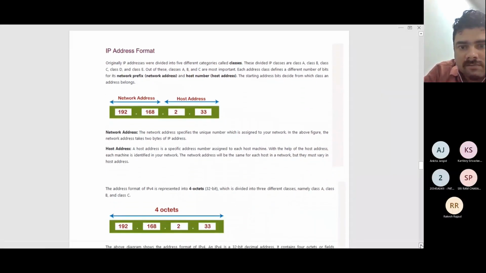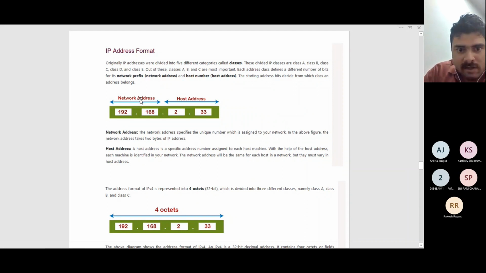See the IP address format. Originally, IP addresses were divided into five different categories called classes. These are Class A, Class B, Class C, Class D, and Class E. Out of these, Class A, B, and C are most important. Each address class defines a different number of bits for the network prefix. Network prefix and network address are the same, and host number and host address are the same. The starting address bits decide which class an address belongs to.